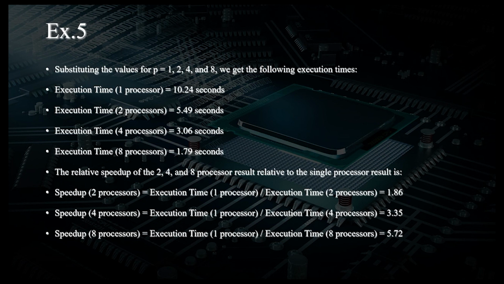The relative speed up of the 2, 4 and 8 processor results relative to the single processor results. For the speed up of 2 processors, we take the execution time of one processor divided by the execution time of 2 processors, and the result will be 1.86. Following the same way, the speed up for 4 processors is 3.35, and the result for 8 processors is 5.72.